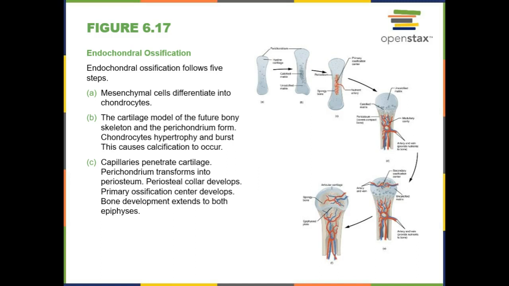And so this produces a primary ossification center. When we have blood flowing, then we have the ability for osteoblasts to come in and start forming bone cells. And so the primary ossification center is going to occur in the diaphysis of the bone.